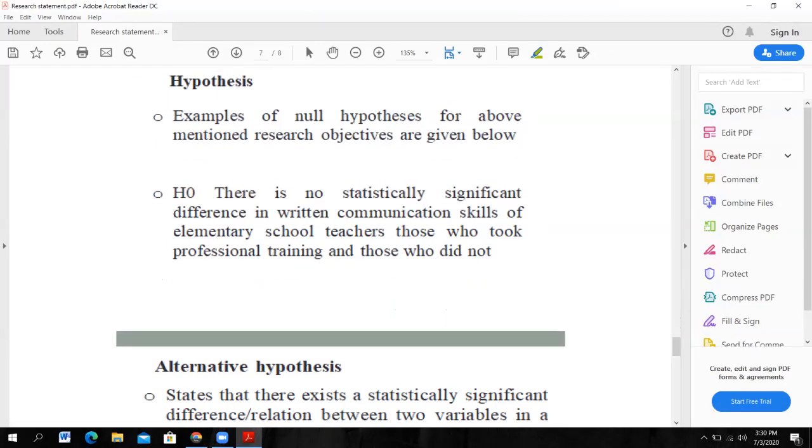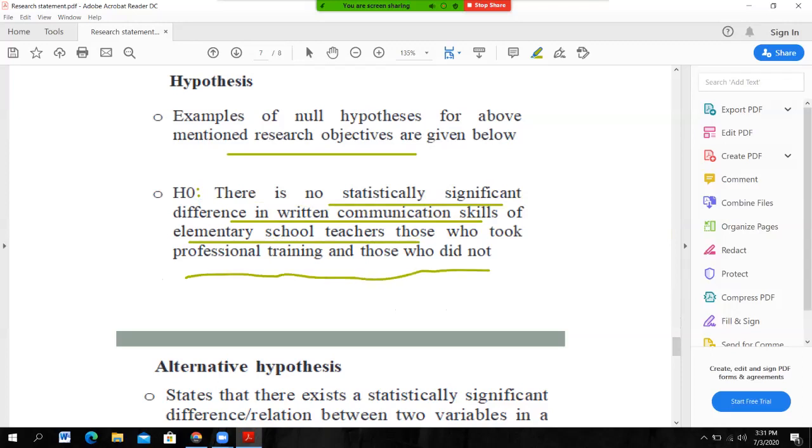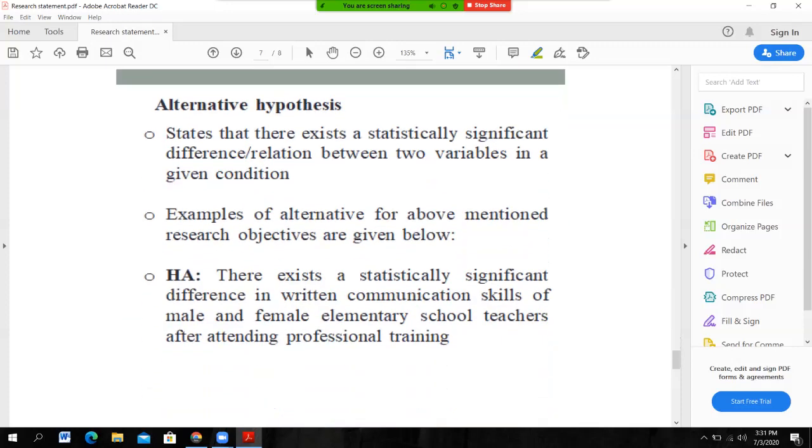Examples of null hypothesis for the above-mentioned research objective are given below. This is the null hypothesis, denoted by H naught, and it means that there is no statistically significant difference in written communication skills of elementary school teachers, those who took professional training and those who did not. So null hypothesis means that professional training has no effect on the written communication skill of the elementary school teacher. It means that those teachers who got professional training and those who did not both have the same written communication skill. So null hypothesis means that there is no statistically significant difference between the two events or two variables.